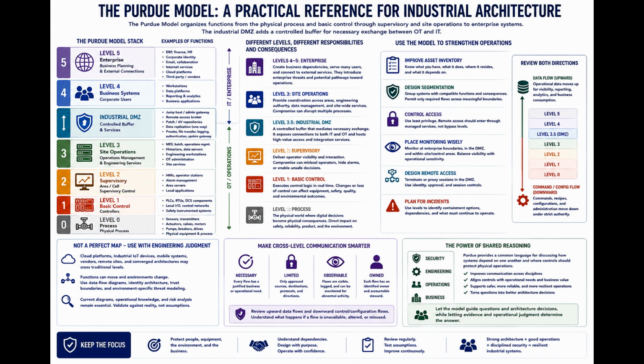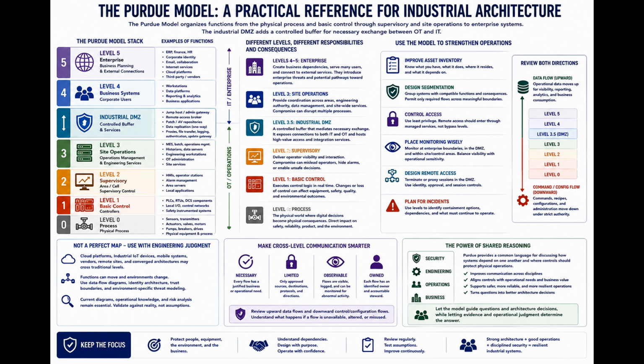The Purdue Model is a practical reference for understanding industrial architecture. It organizes functions from the physical process and basic control through supervisory and site operations to enterprise systems. The industrial DMZ adds a control buffer for necessary exchange between OT and IT. Each level has different responsibilities and consequences.